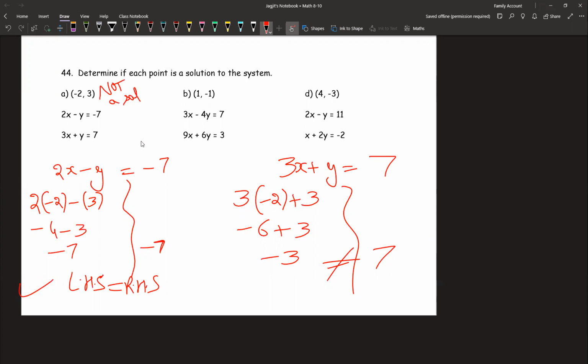Okay, guys, make a note of that. The only time it will be a solution is if it satisfies both the equations. So left-hand side should be equal to right-hand side for both the equations. Only then it will be a solution.